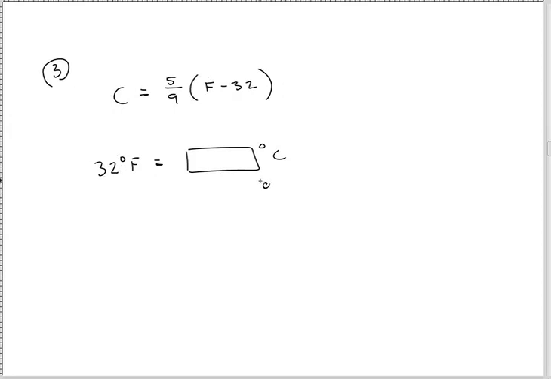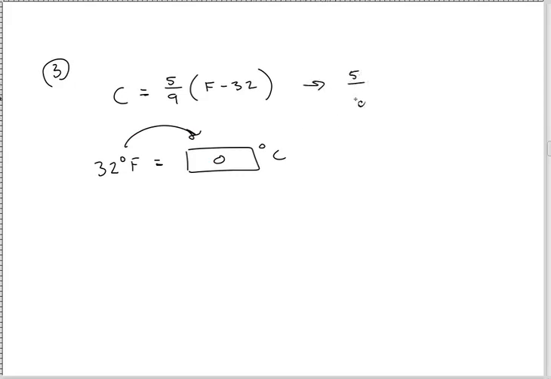Now, if you know anything about chemistry, which I know very little about, but if you know anything about this stuff, 30 degrees Fahrenheit is actually 0 degrees Celsius, and we're done. So if you know what you're doing, you just pop it in. But really, I want to show you what we're doing here.